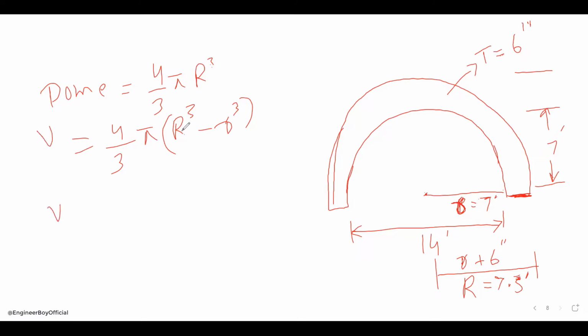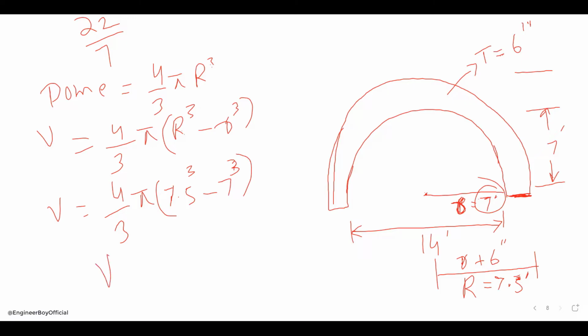You can say the volume of the dome can be now 4 by 3 pi. Remember, pi is just 22 by 7. And then the capital R, which is 7.5. We put that value over there, and it is cubed. We will subtract the internal, which is only 7 cubed. You have to do some mathematics and you can get the volume.